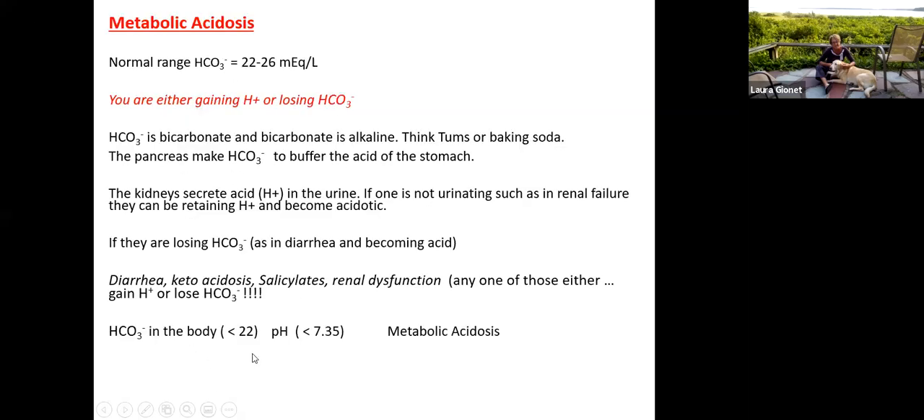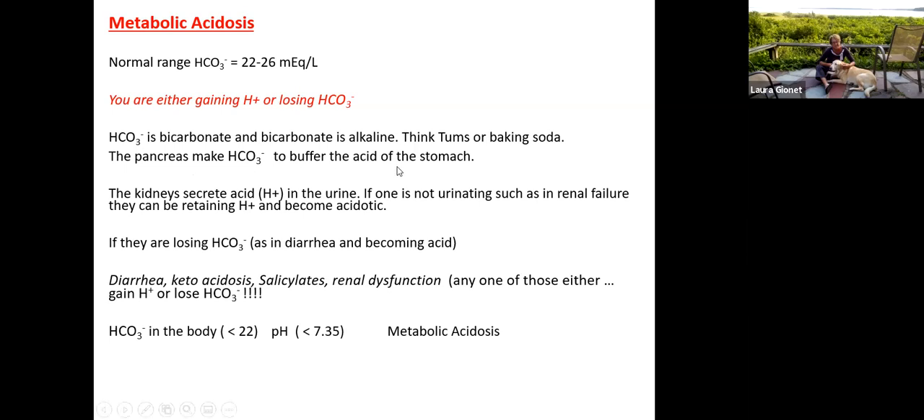Okay, metabolic acidosis. The normal range of bicarbonate is 22 to 26 milliequivalents per liter. So remember, when it comes to the metabolics, especially with acidosis or alkalosis, in this case acidosis, we are either gaining hydrogen ions or losing bicarbonate, here in red. So you have to look at what's happening in that patient.